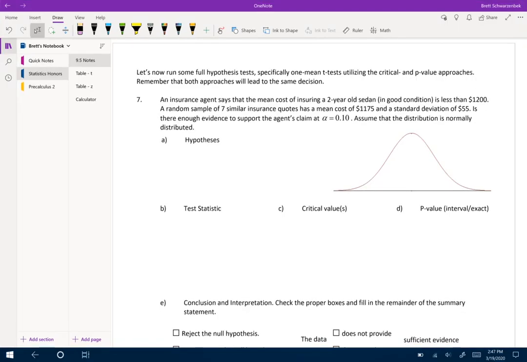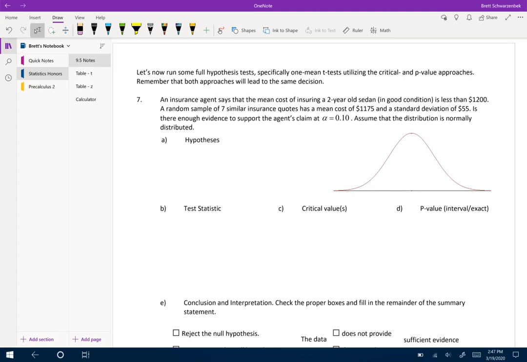All right, so let's take a look at some examples using t-tests right off the bat here. The goal is we're going to be looking at both critical value and p-value methods. We wouldn't normally do that all at the same time, but we're going to do it just to make sure everything is understood with the concept.